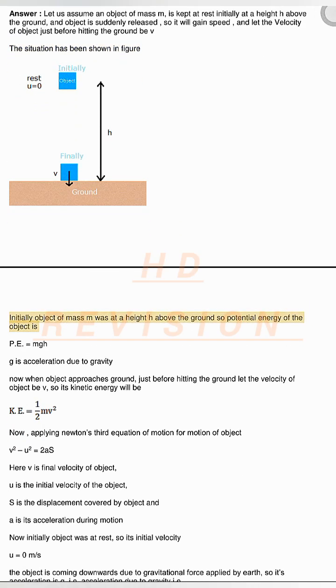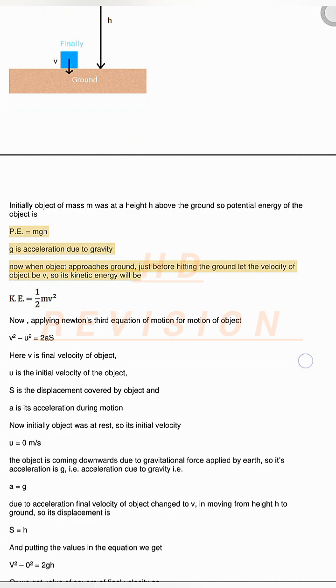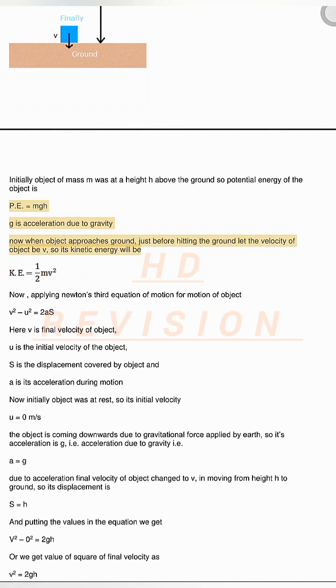Initially the object of mass m was at a height h above the ground, so the potential energy of the object is PE equals mgh, where g is acceleration due to gravity. Now when the object approaches the ground, just before hitting the ground let the velocity of the object be v, so its kinetic energy will be half m v squared. Now, applying Newton's third equation of motion for the motion of the object, v squared minus u squared equals 2as.